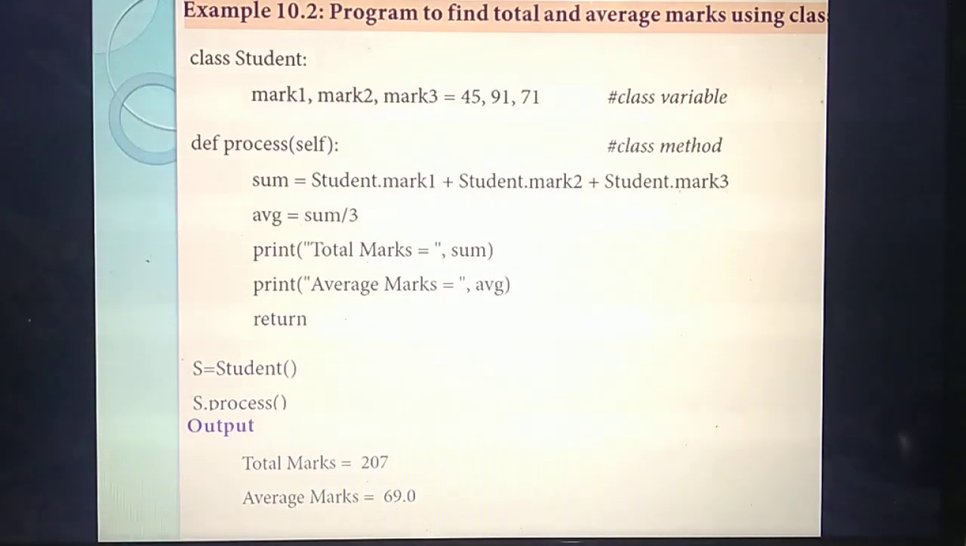See this example. Here you are going to find the total as well as the average mark using the class concept. You have already studied a similar concept in the last chapter, using a list of tuples, the average of students' marks. But here you are going to find the total and average marks of a student using which concept? The class concept.